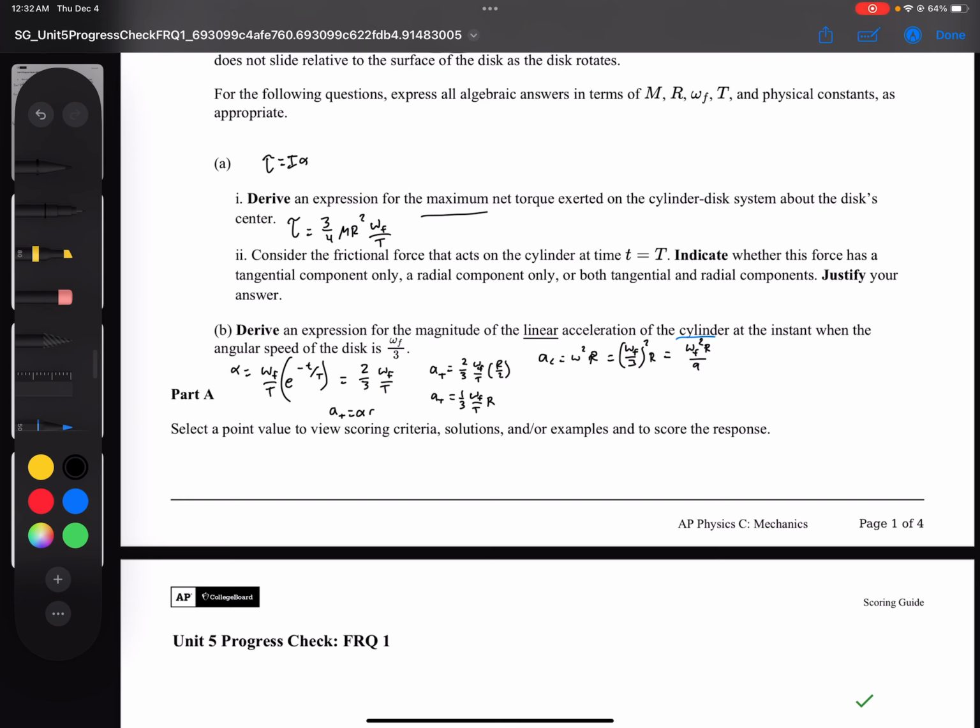And then the same deal over here. It's not r, it's r over 2, right? Because that's where the cylinder is. It's at a distance r over 2. So r over 2. And then here, I'm just going to write r and then change the 9 to an 18. Okay, there we go. Now we can figure out the linear acceleration.